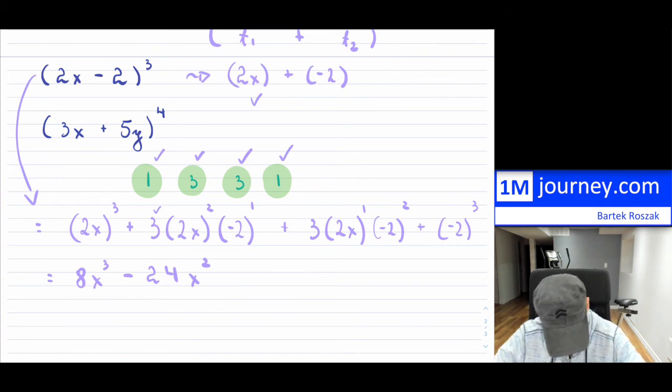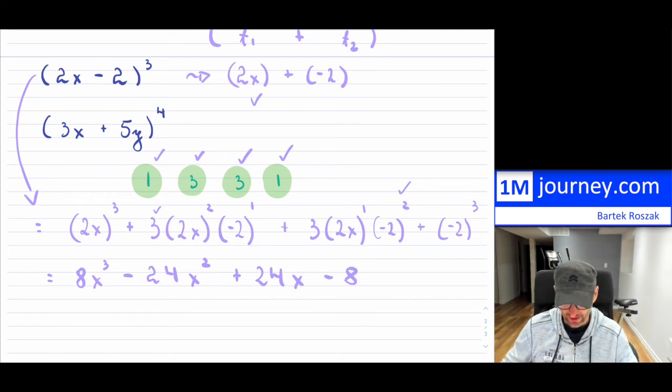Now, the next one, let me just check if it's positive. Okay, it's going to be positive because that negative is squared right here. So now this is plus 3 times 2 times 4, and so that's again 24, except it's going to be x. And then finally, this is cubed, so it's going to be minus 8. And there you have it. So you have your expansion utilizing Pascal's triangle.